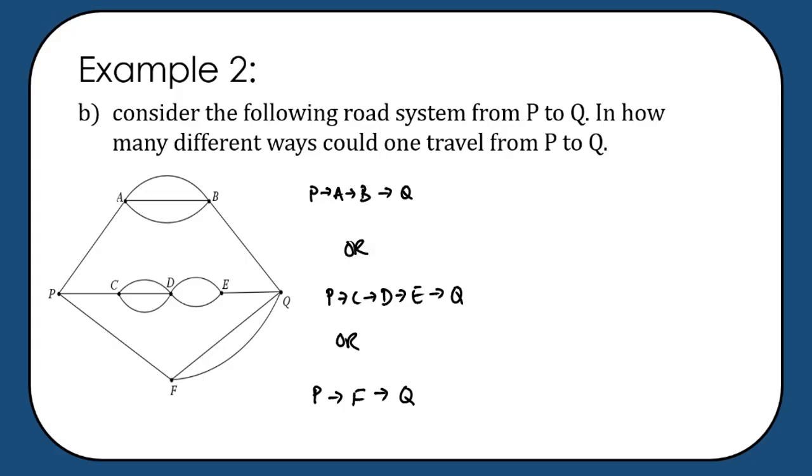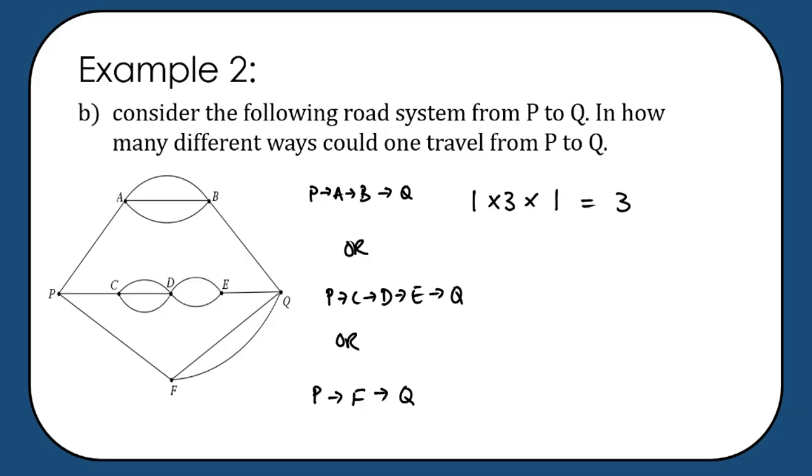If we're travelling from P to A to B to Q, there's only one way to get from P to A. So we need to go from P to A and also from A to B and also from B to Q, so we need to multiply together the options along the journey. There's only one option to get from P to A, 3 options to get from A to B, and then only one option from B to Q. So there are 3 different ways we could travel via A and B.